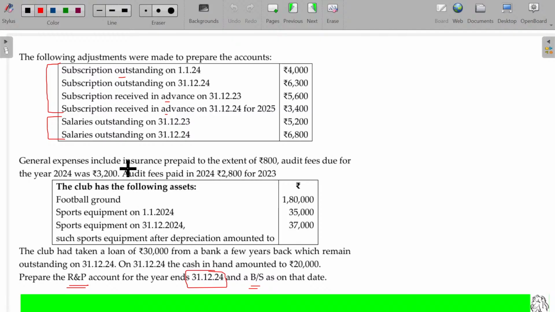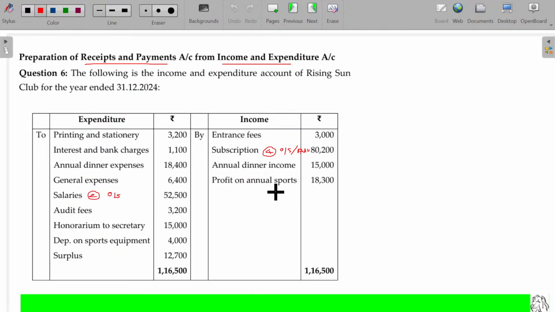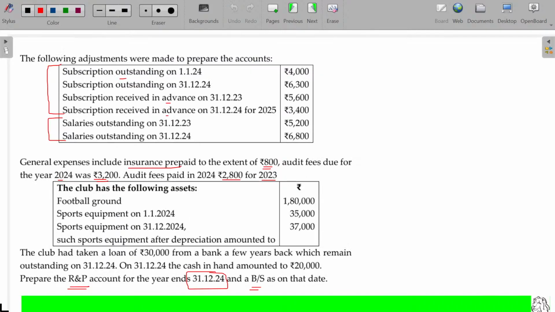General expenses include insurance prepaid to the extent of 800. Audit fee due for the year 2024 was 3,200. Audit fee paid in 2024 was 2,800 for 2023. So we have the adjustment for the general expenses as well as audit fee, and you need to incorporate these 2 adjustments also.